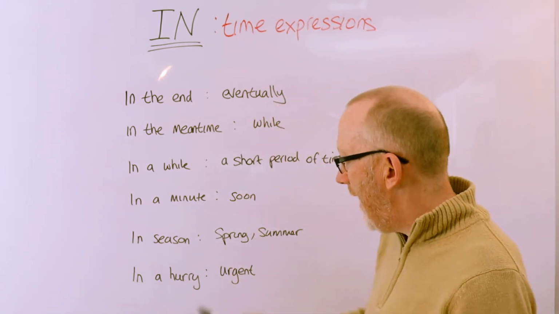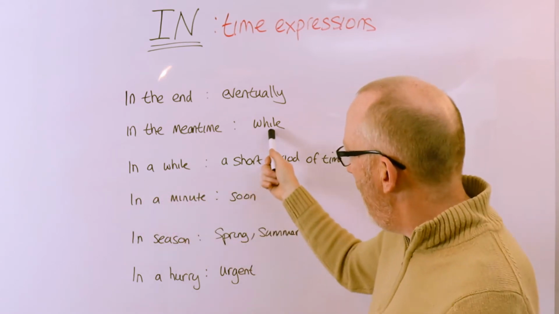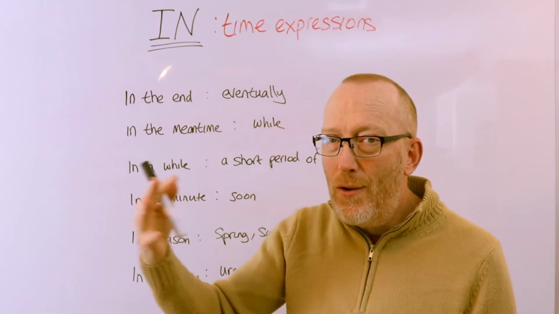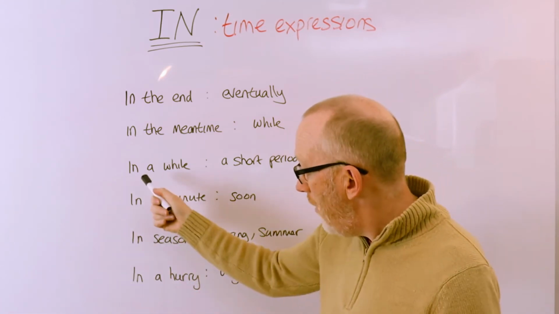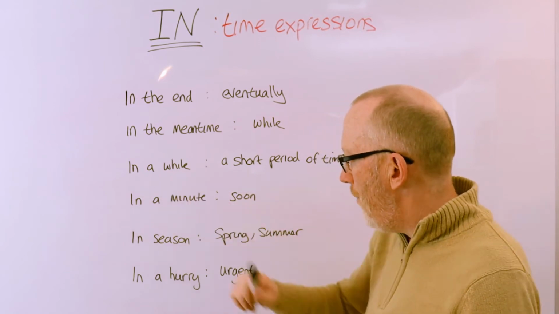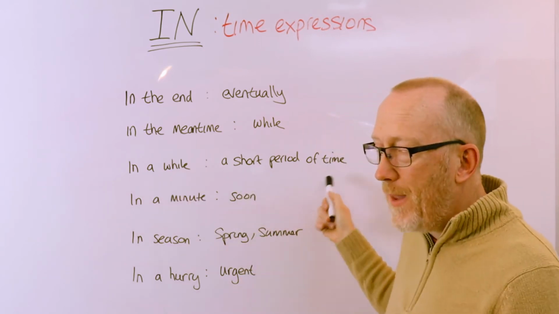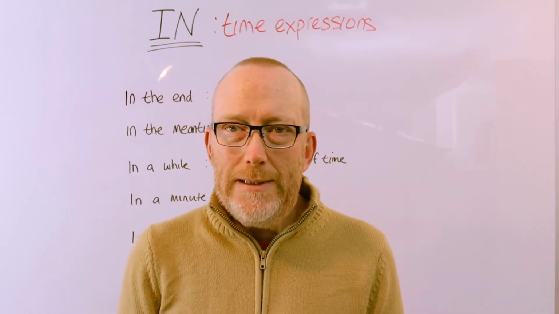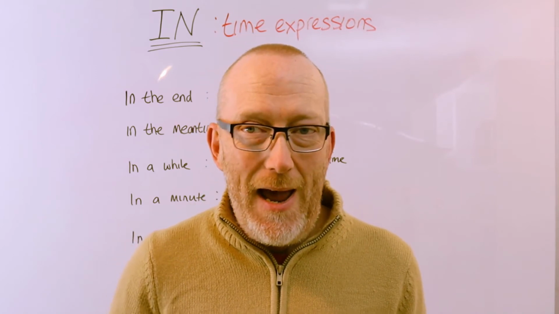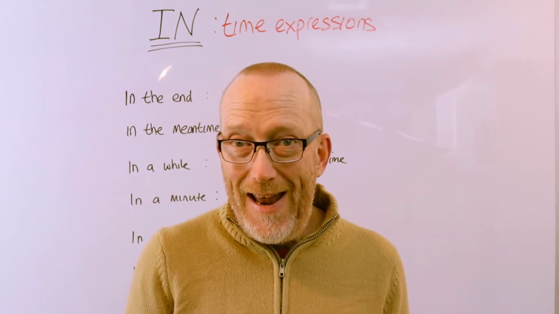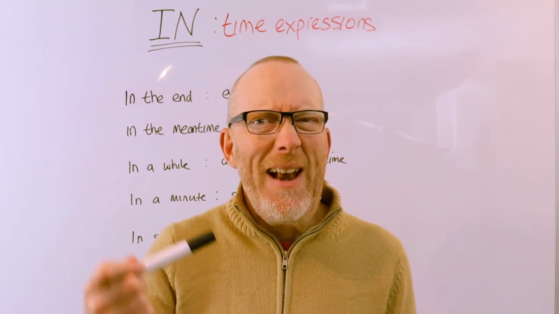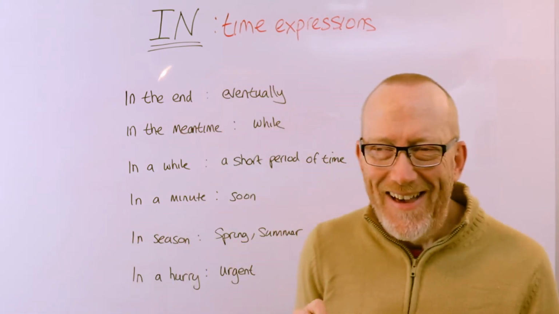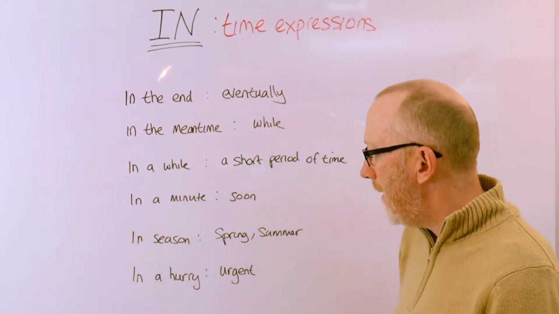Okay? "In a while". So, we're using "while" again. "In the meantime" means while, as in while you are waiting. Whereas when we use the phrase "in a while", we are talking about a short period of time. So, for example, I will clean the kitchen in a while. I'm not going to do it now, I'll do it in a while. Sometime soon. Maybe. A short period of time.